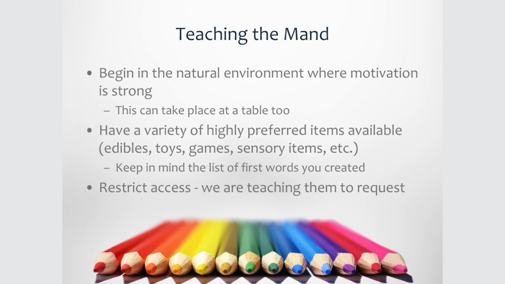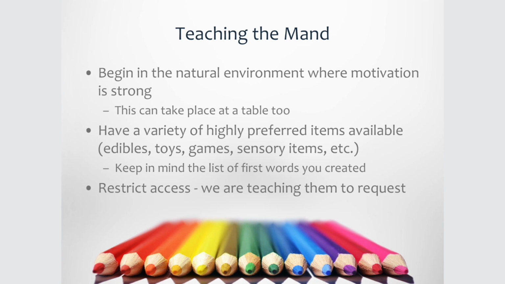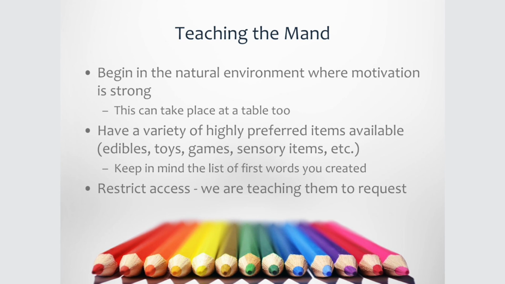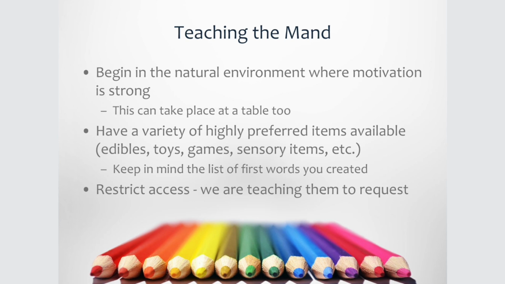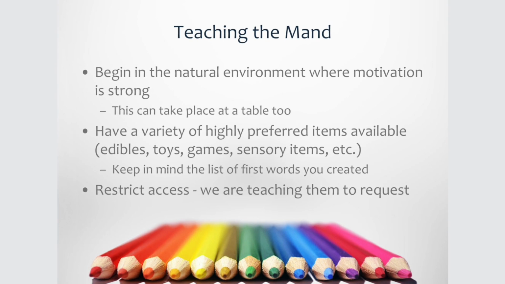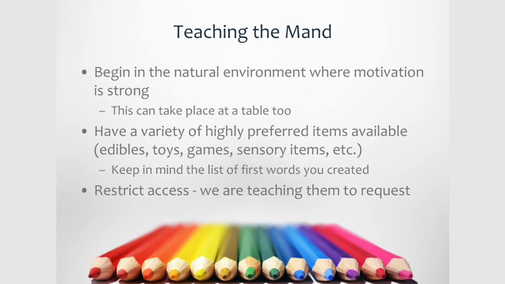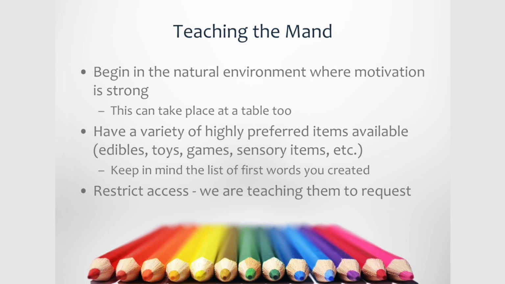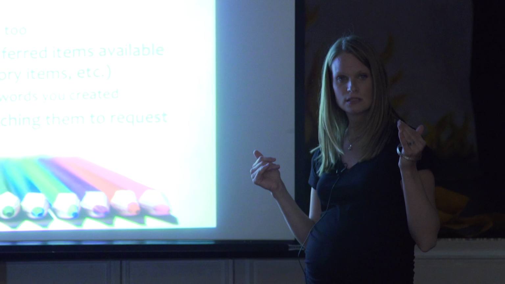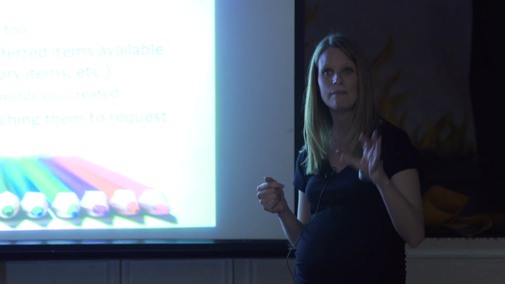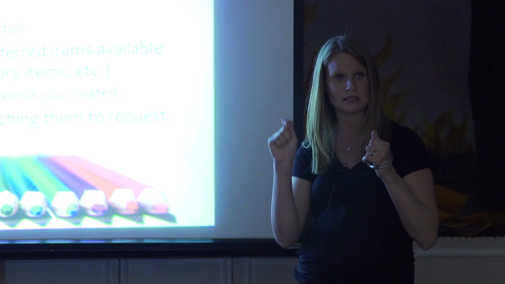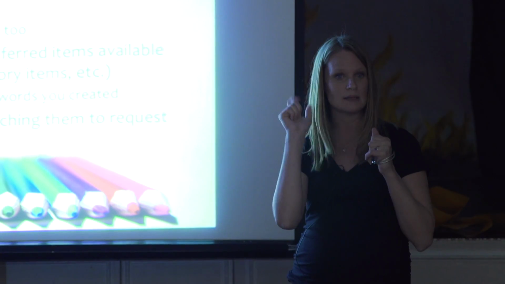So teaching the MAND. You want to begin in the natural environment where motivation is strong. This can take place at the table as well. Have a variety of highly preferred items available, so edibles, toys, games, sensory items, etc. Keep in mind that first list that you developed while you were pairing with the child. During that pairing procedure, you're writing all those things that are reinforcing. Those are the items that you want to teach.